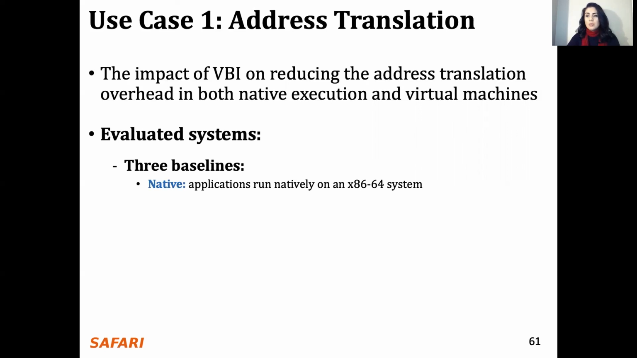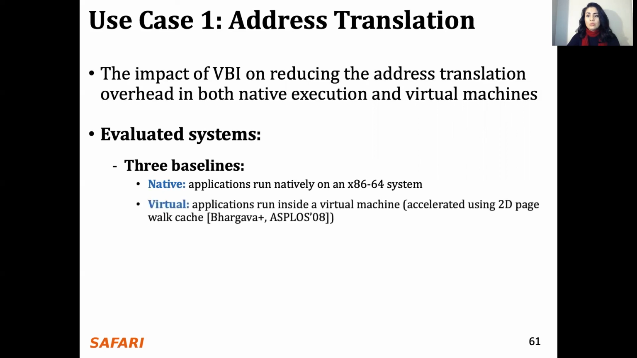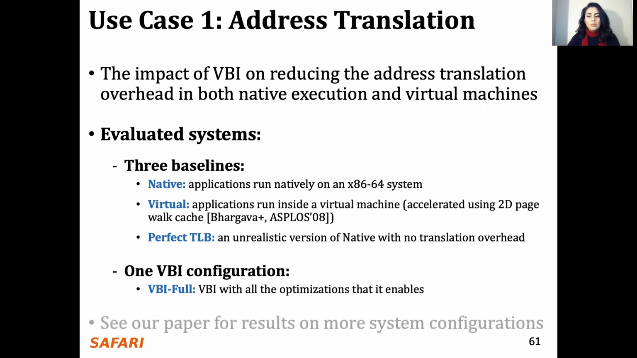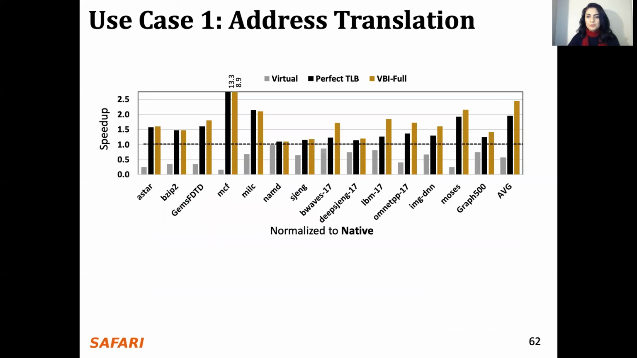The baselines that we present here are native, where applications run natively on an Intel x86 system, virtual, where applications run inside a virtual machine, and perfect TLB, which is an unrealistic version of native with no address translation overhead. We also show results for VBI full, which is VBI with all 7 optimizations mentioned earlier. Please see our paper for results on more system configurations, including comparison to a recent proposal.